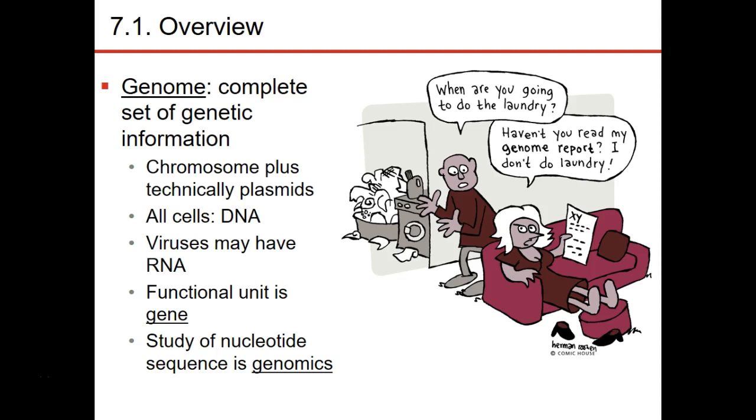The genome then is our complete genetic set of information. DNA is held in what we call chromosomes. When we take the chromosomes plus any plasmids that a cell might have, that makes up all of the genetic information that the cell can have, and that would be the complete genome of the organism. Viruses, which are non-living, sometimes don't have DNA, they only have RNA. But again, viruses are non-living, so they're not part of that living group.